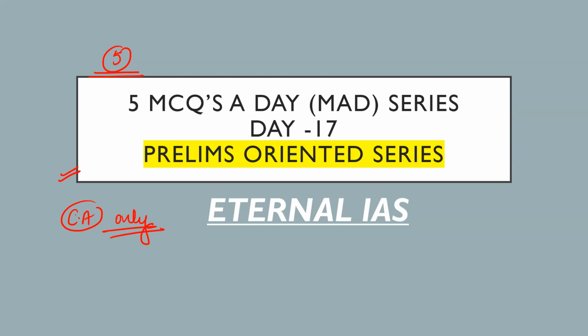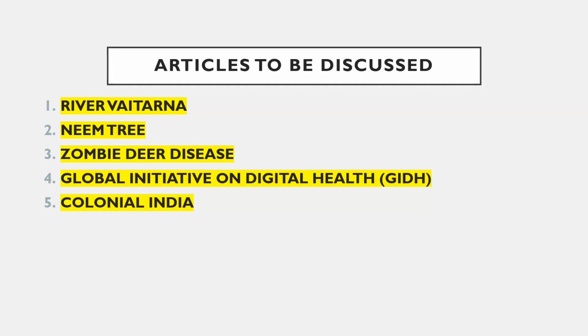Got it, everyone? So the first articles which we are going to study today are River Vetrana, Neem Tree, Zombie Deer Disease, then Global Initiative on Digital Health, and then Colonial India.